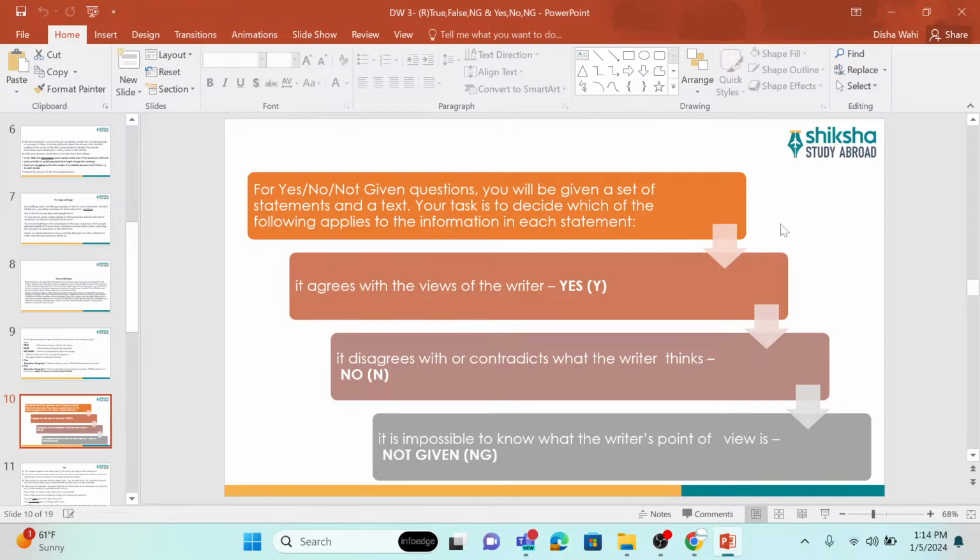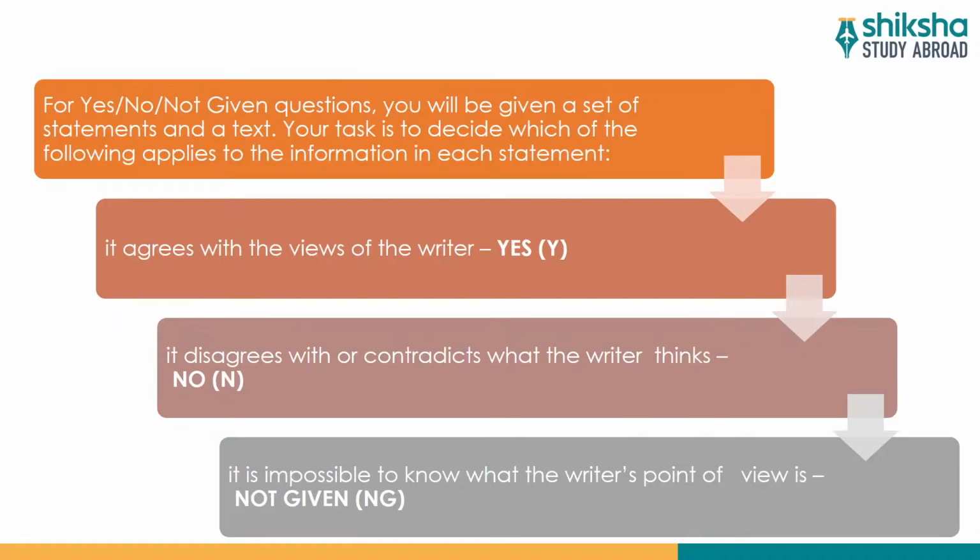In the last class, we discussed true, false, not given kinds of questions from the reading module, and now we are going to learn about yes, no, not given questions. There can be a little bit of difference in both of them, and we will discuss that too in the end. But let's go through the question type first and let's read about its definition.